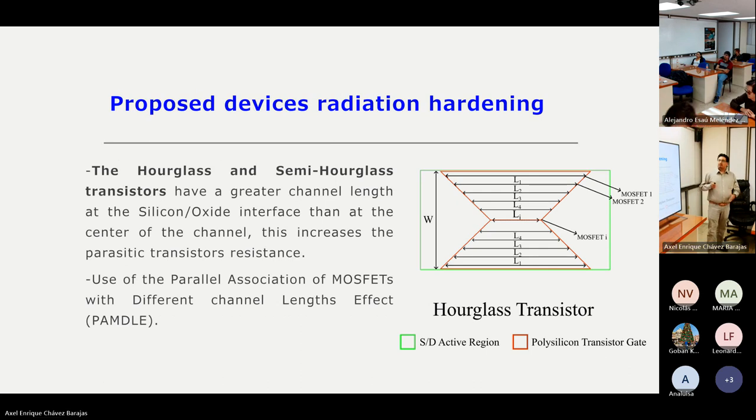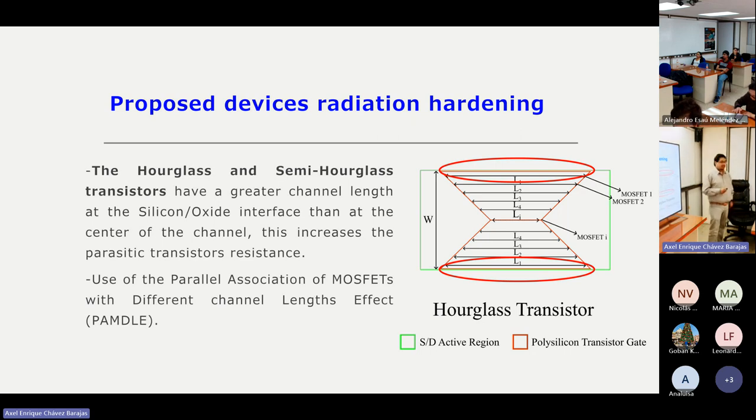Now, how are we doing the proposed device radiation hardening? Here we can see the layout of the Hall-less transistor, and we can see that it has greater channel length at the edge of the device, here and here, than at the center of the device. With this greater channel length, we are also increasing the parasitic transistor resistance that is forming at these regions. We are using the parallel association of MOSFETs with different channel length effect, also known as PAMLE, to make this radiation hardening.